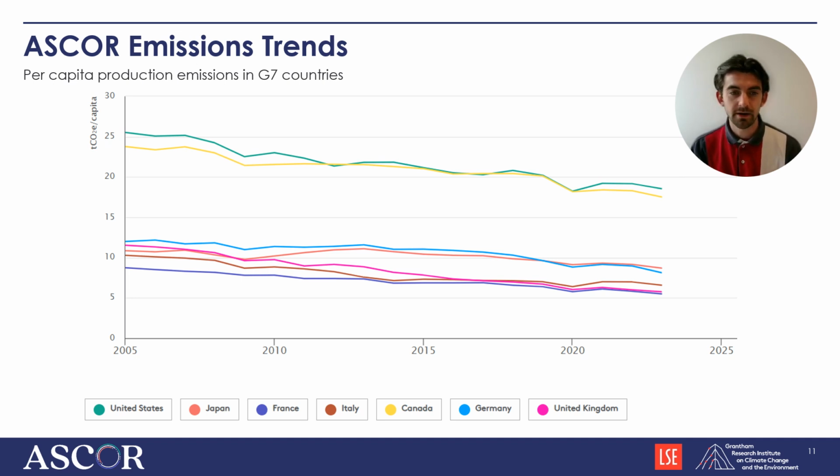Here you can see that Canada and the United States have much higher levels of per capita intensity emissions than their European and Asian counterparts, and that the UK, in pink, has seen the most significant reduction in per capita intensity emissions on this graph for the better performing countries.